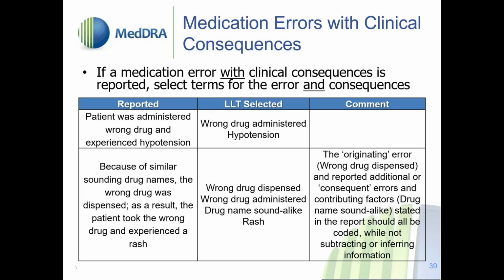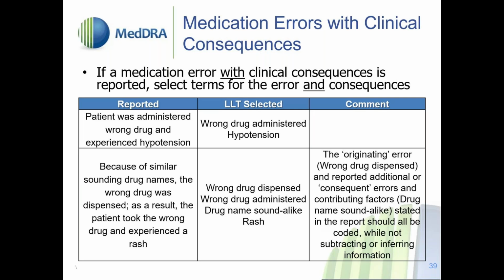But what else is this reporter telling us? They're giving us really nice bits of information. They're telling us that there was a medication error because the wrong drug was dispensed. We consider this an originating error. So it started with the wrong drug being dispensed, but they're giving us a bit more detail about that. They're telling us why this happened. There was a contributing factor, because there were similar sounding drug names.